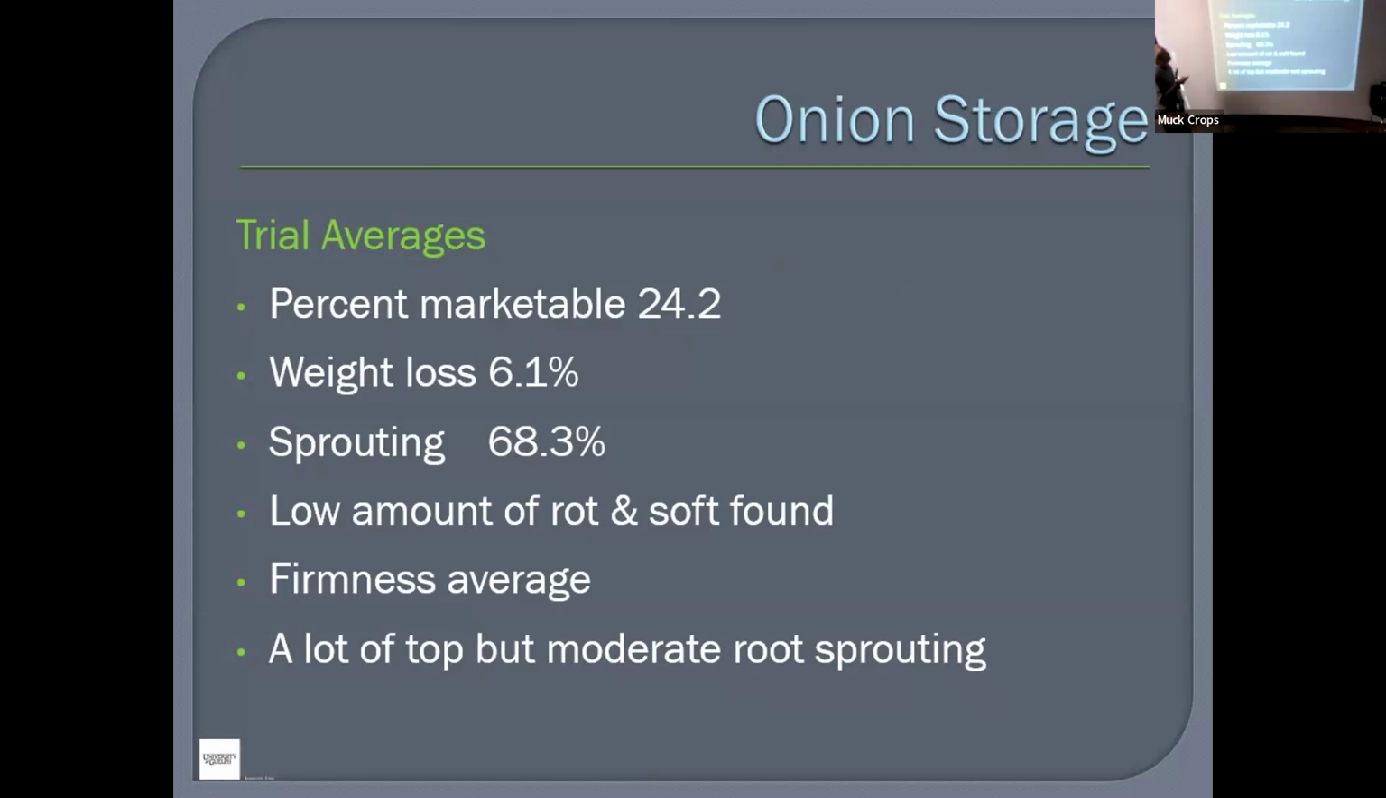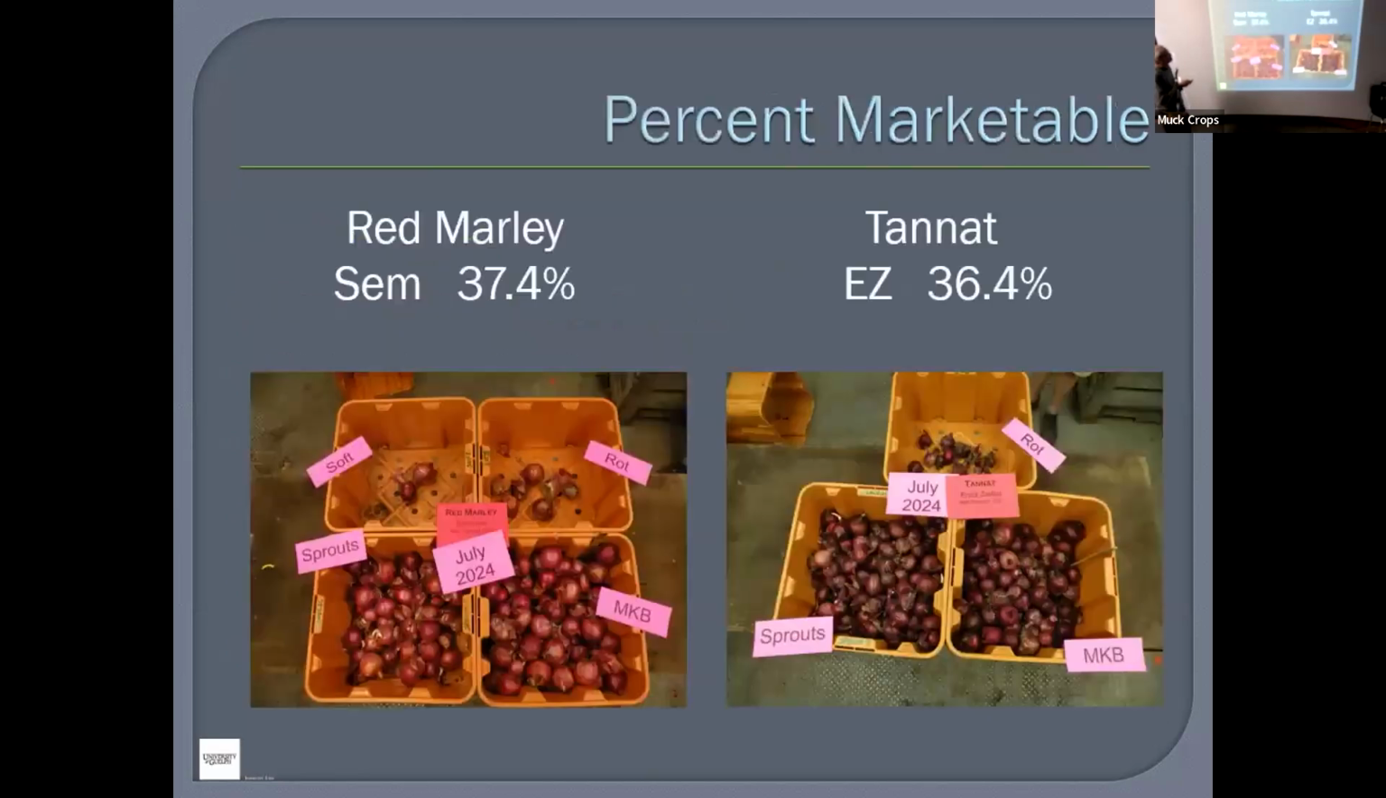So I have to say, we probably should have looked at this a month before we looked at the yellows because we were really stretching it out here. Reds aren't going to store quite as long as yellows do, so we were going a little bit that way. That probably had a good effect on a reduced year. And sprouting, again like the yellows, was the biggest concern. Rot was not too bad.